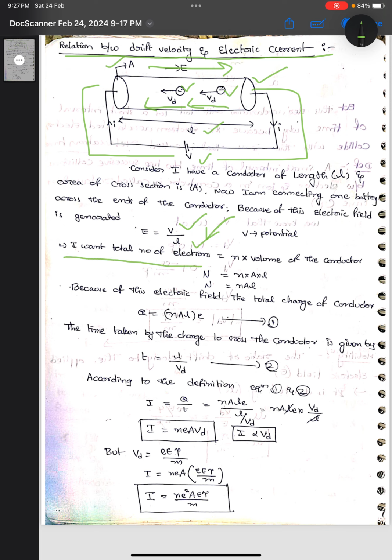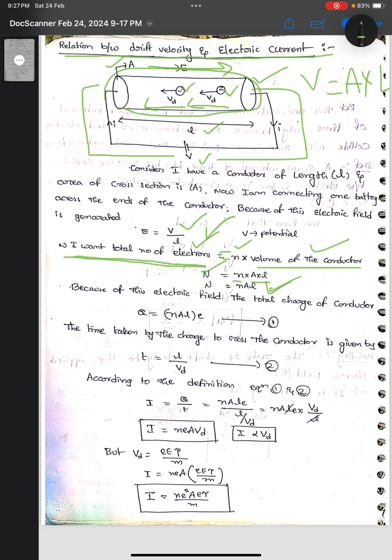Now I want the total number of electrons in this entire conductor. So the total number of electrons is equal to n, the number of electrons per unit volume, into the volume of the conductor. From this diagram, volume means area into length, right? So clearly, the total number N is equal to small n into area into length. So capital N is equal to nAL.